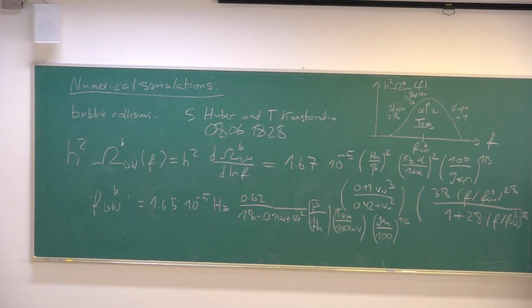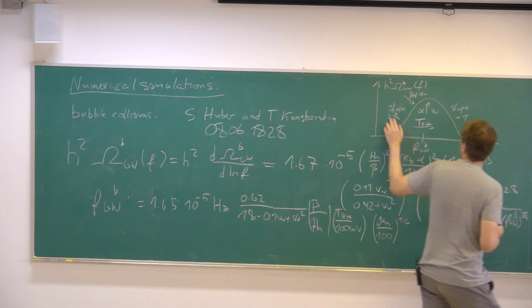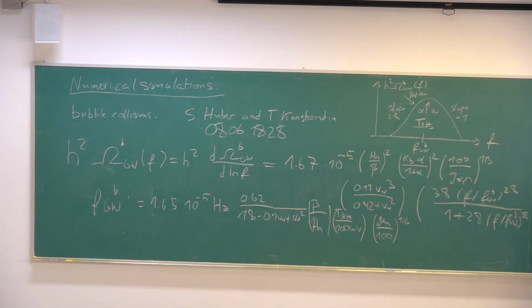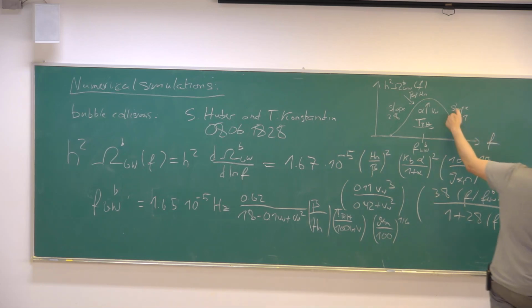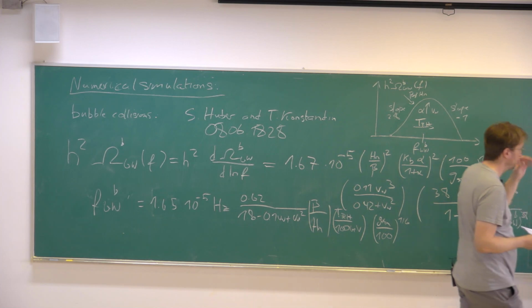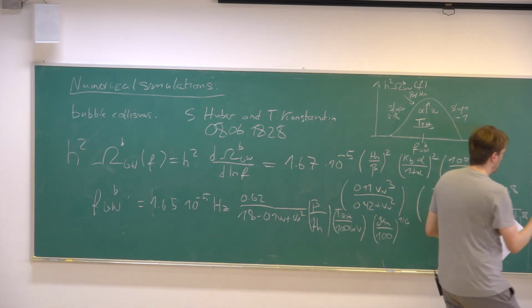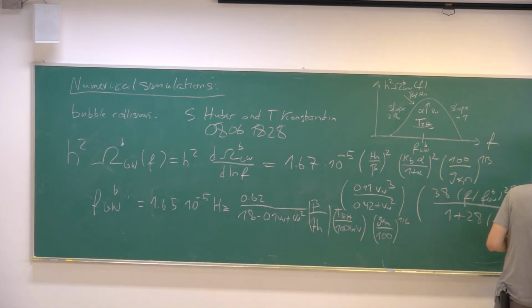And now the spectrum is again a broken power law. For small frequencies it goes like the third power, slope 3, and then for very large frequencies it goes down with slope -4. So it's a bit steeper. The final quantity is the peak frequency for this case.